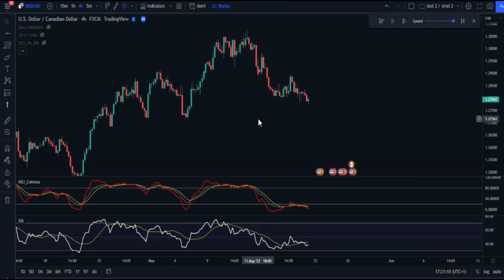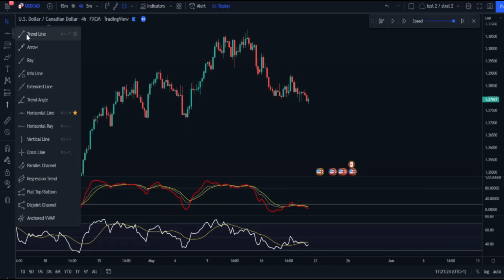Since I made sure that I will look for a long position, I will place support and resistance lines as we explained in previous videos, but I always prefer to use trend lines. And to draw trend lines, we will need the trend tool from here.